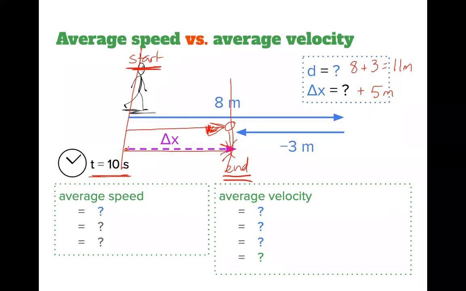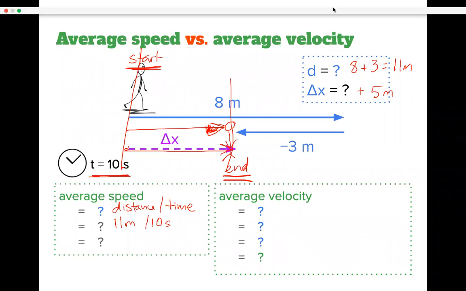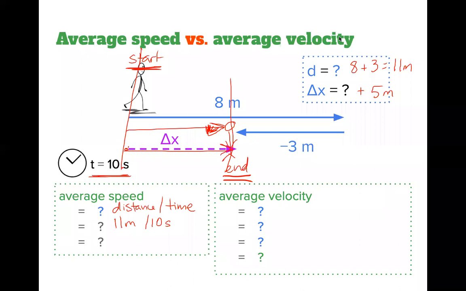To find the average speed for this, we're going to say that speed is your total distance divided by your total time. And so your distance was 11 meters, and the time was 10 seconds. And that lets that be 1.1 meters per second. And again, speed doesn't need a sign on it. It doesn't have a direction associated with it. It's just how, on average, how many meters did you cover each second? If you did 11 meters and it took you 10 seconds, you covered 1.1 meters per second.